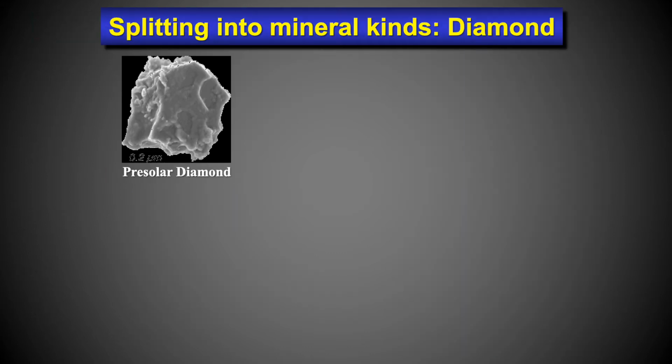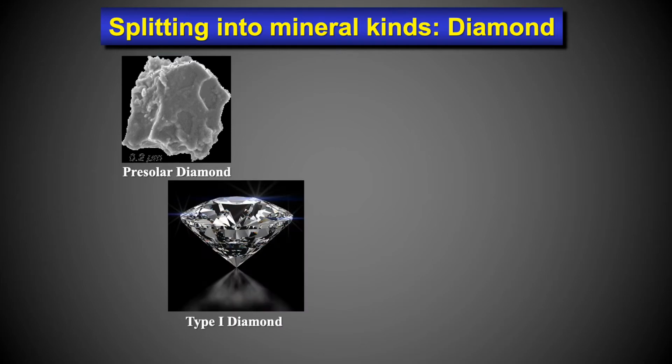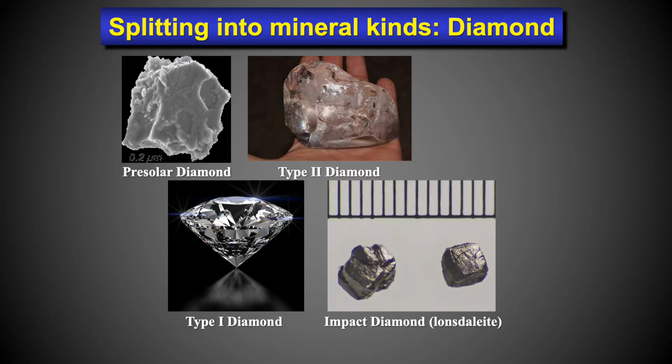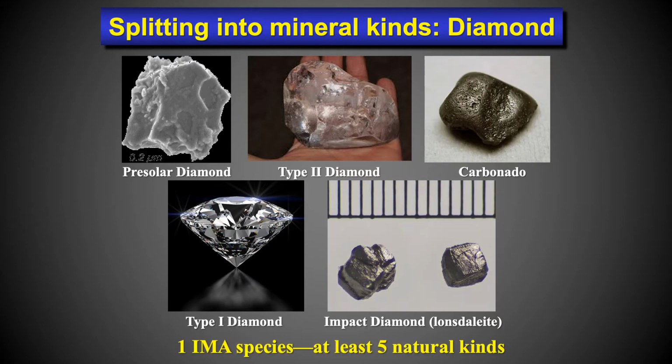Now, in terms of splitting, consider the mineral diamond. IMA says that's pure carbon and the idealized diamond structure, but there are many different kinds of diamond. There's pre-solar diamond that forms around stars in the energetic envelopes in a vacuum environment. There's type 1 diamonds, which form deep in the mantle in an aqueous environment saturated in carbon. That contrasts with type 2 diamonds, which form in a metal that's saturated with carbon. That's different from impact diamonds, different from carbonado. Who knows, there may be more than 5 different natural kinds of diamond, each one telling its own historical story.